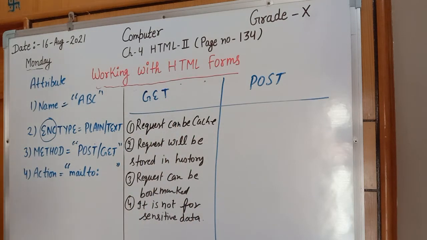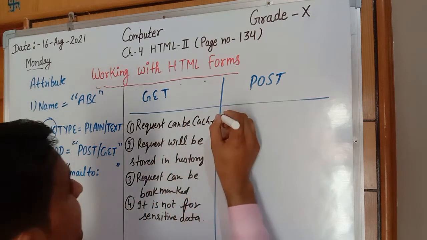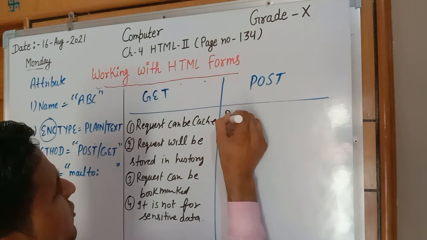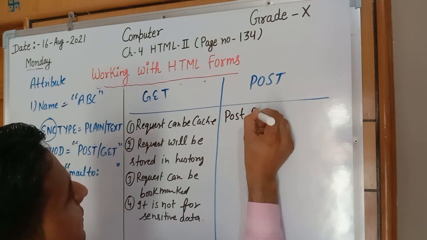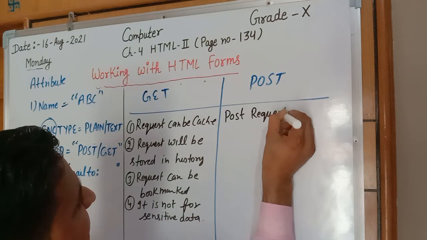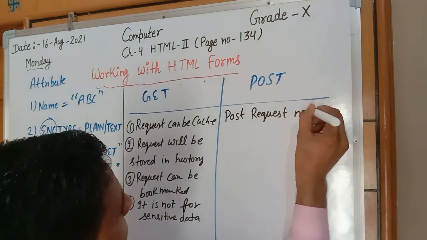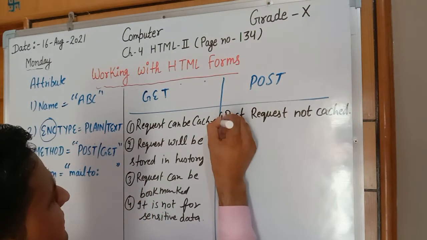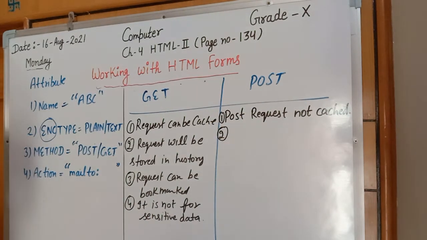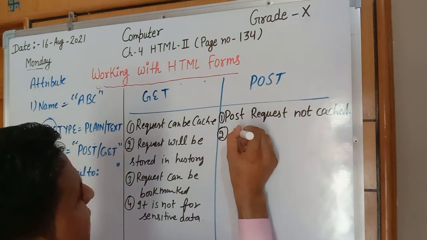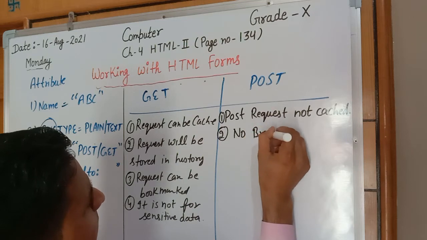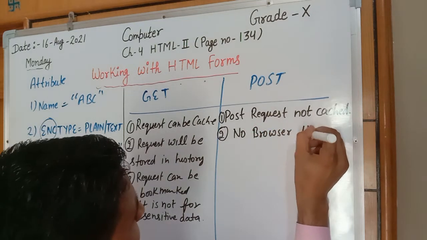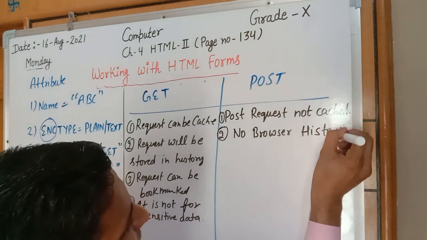Next point, that is the POST method. POST requests are never cached. This is the difference. In GET the request is cached, but POST requests are never cached. It is never stored. Second feature, POST requests do not remain in browser history. They are not stored in the history part.